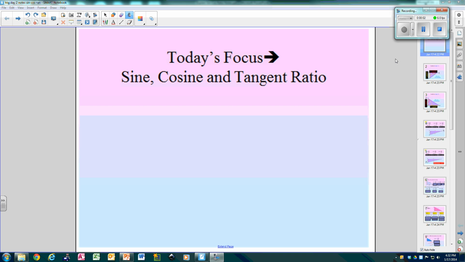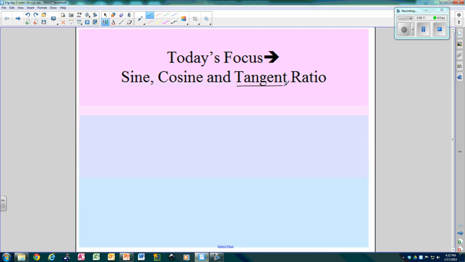Okay, so here we go with our day 2 of trigonometry. Today we're going to focus on sine, cosine, and tangent. On top of what we've already learned, which was tangent, we're going to add sine and cosine to it. Everything is done the same. You're still going to label your sides.